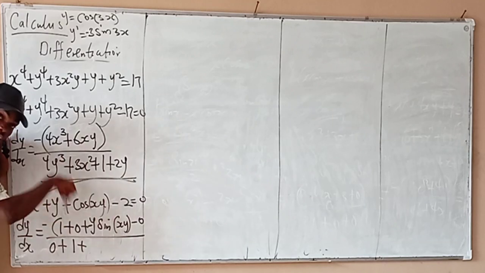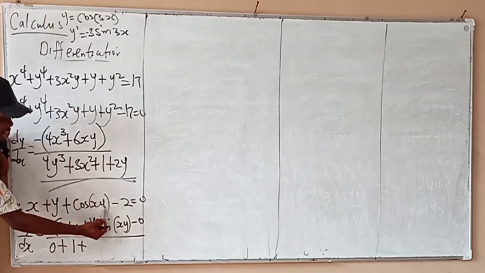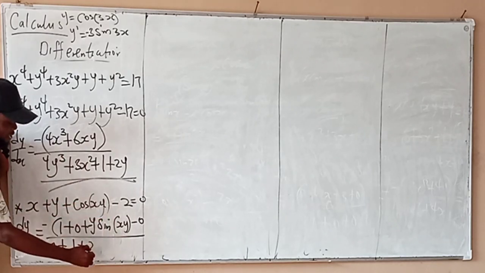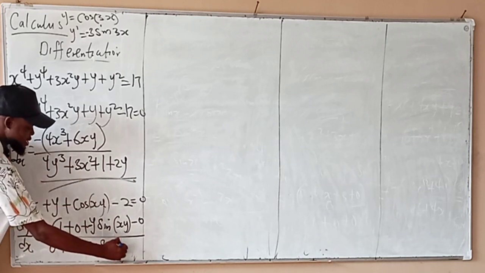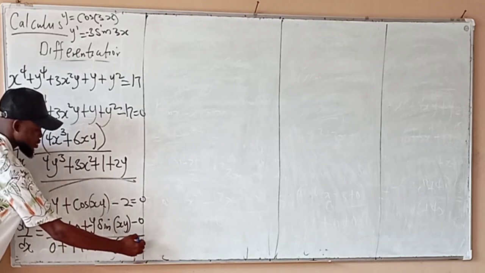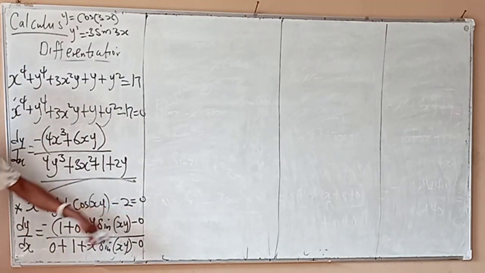Differentiate x, differentiate to y now. Differentiate y, we have 1. 1 times x, we have x first. Then differentiate cos, we have minus sin. Then you repeat this from back. Remember that minus 0. Differentiate 2, and then 0.